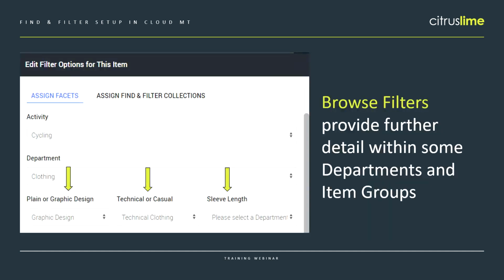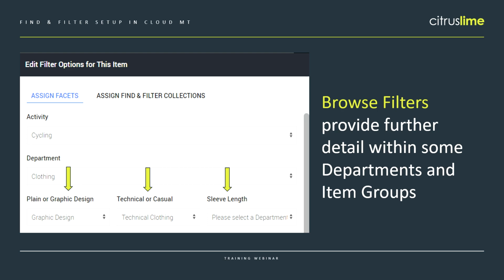Within some of the departments and some of the item groups, you will have the option of going to another level of detail about the item. These additional facets are called browse filters. Here is an example of the browse filters within the department clothing. If we assign that facet, clothing, to an item, we can then go further and specify if it's of plain or graphic design, technical or casual usage, and choose a sleeve length, short-sleeved, long-sleeved, sleeveless, and so on.